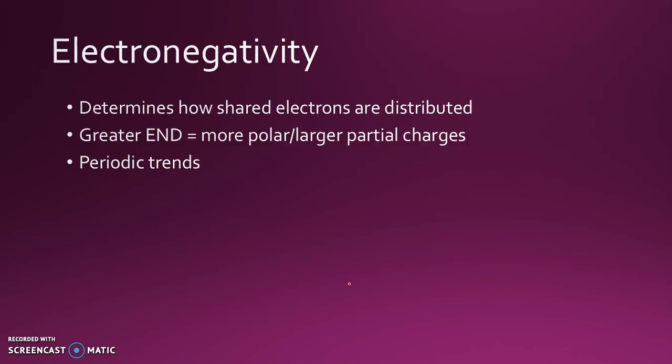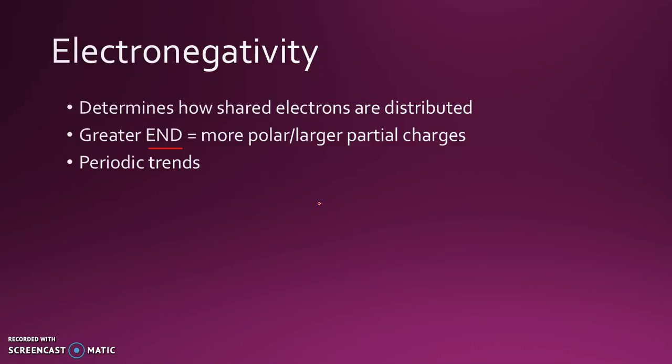So electronegativity, the ability for the atom to attract the electrons that are involved in the bond, determines how the electrons are going to be distributed. And the greater the electronegativity difference, END, the more polar the bond will be and the larger the partial charge. So if you have a very big difference in electronegativity, you'll have a very polar bond and a very large partial positive and negative charge on those atoms. If the electronegativity difference is small, it'll still be polar, but it won't be as polar as the other, and the partial charges will be smaller.